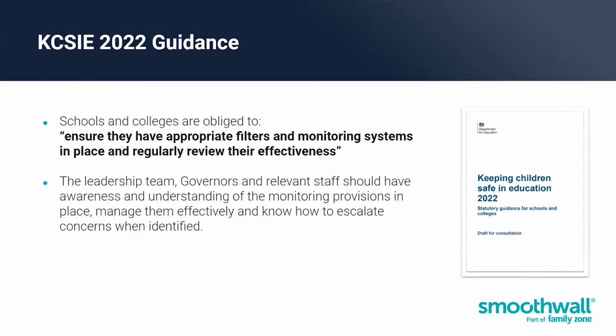Particularly the UK Safer Internet Centre guidelines have developed with that. KCSIE still states that all schools should ensure they have appropriate levels of filtering and monitoring systems in place and regularly review their effectiveness. So if you feel like you are receiving too many alerts, there's an increased workload, and you're not able to adequately deal with those alerts and manage them effectively, then you should obviously be reviewing your processes internally. Again, the leadership team, governors and relevant staff should have awareness and understanding of the monitoring provisions in place, manage them effectively, and know how to escalate concerns when identified.